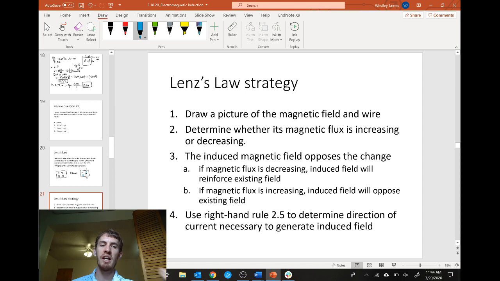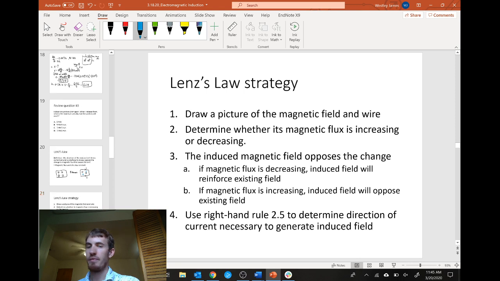So for example, that last one, the magnetic flux was decreasing because the amount of magnetic field lines was decreasing. So it made a current which made magnetic field lines that counteracted that decrease. And you're going to use the right-hand rule 2.5 to determine the direction of current. I call it 2.5 because it's like the right-hand rule number 2, which was used to find the magnetic field due to a current-carrying wire, but this is kind of a shortcut.